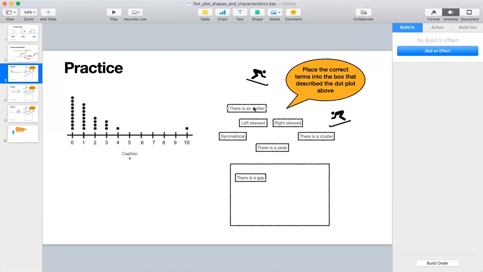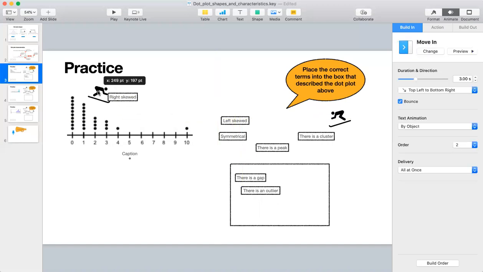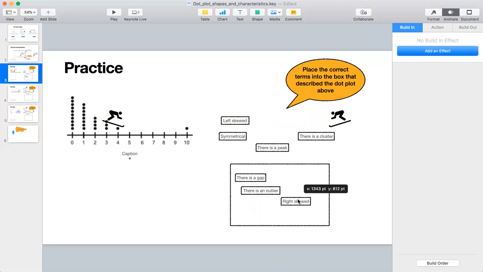All right, is there an outlier? Oh yeah, this is an outlier at 10 for this dot plot. So there's an outlier. Is this shape symmetrical, right skew, or left skew? Left skew, right skew, or symmetrical? In this dot plot, it is right skew. You can see it skews to the right. So it's right skew.